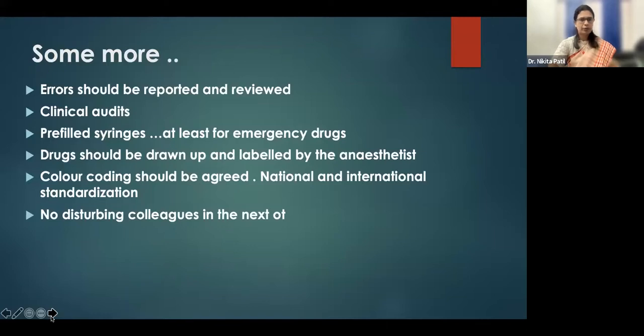No blame game has to be there. What went wrong and how can it be corrected? More than who did it, who was wrong. No, this is not to be discussed.